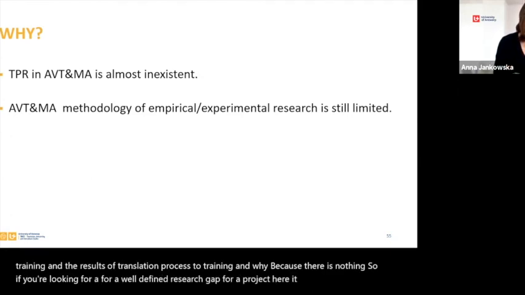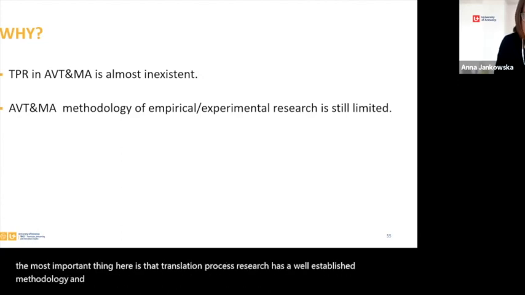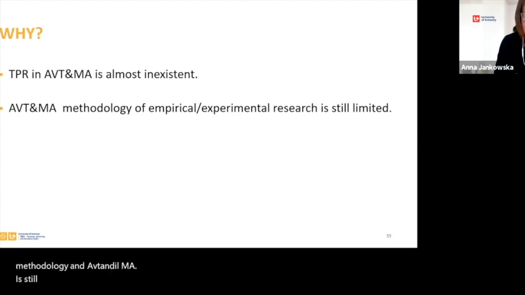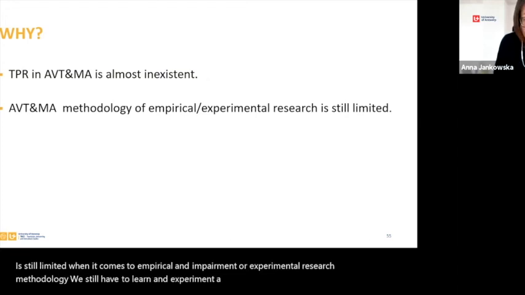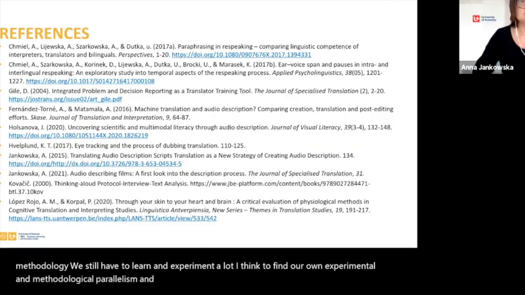And then I think the most important thing here is that translation process research has a well-established methodology, and AVT and MA is still limited when it comes to empirical and experimental research methodology. We still have to learn and experiment a lot, I think, to find our own experimental and methodological paradigm. And that's it. There's just a lot of references if anyone wants to read a bit about it.